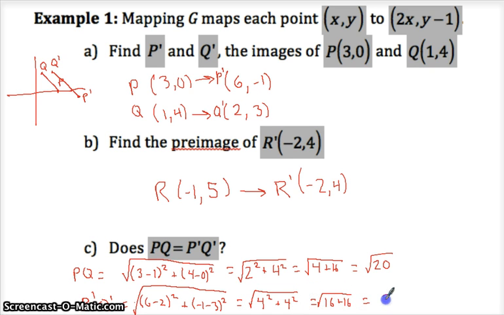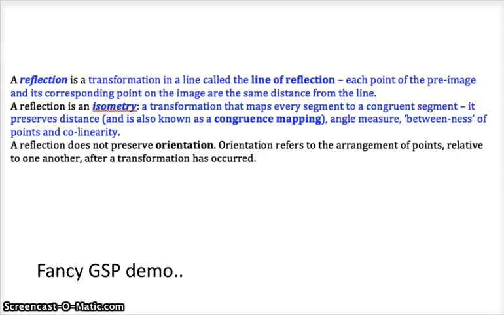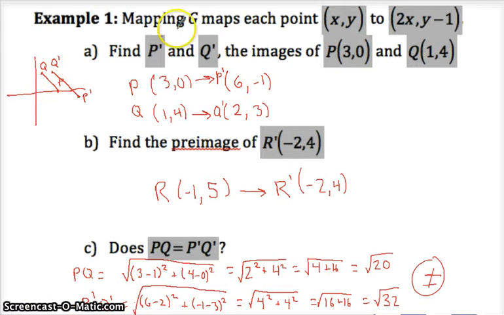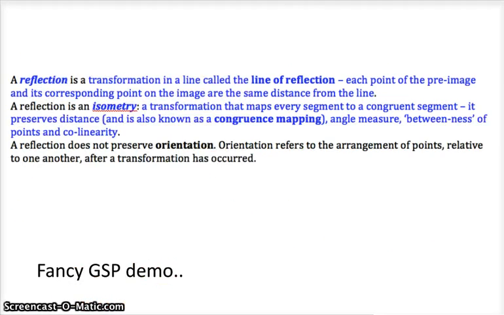So as we suspected from my really bad freehand drawing, they are not the same. This one's a whole lot longer than this one. So when I use the G mapping, I don't always get the same length segments. When I throw this segment into this G machine and it spits out a new segment, it may not be the same length.